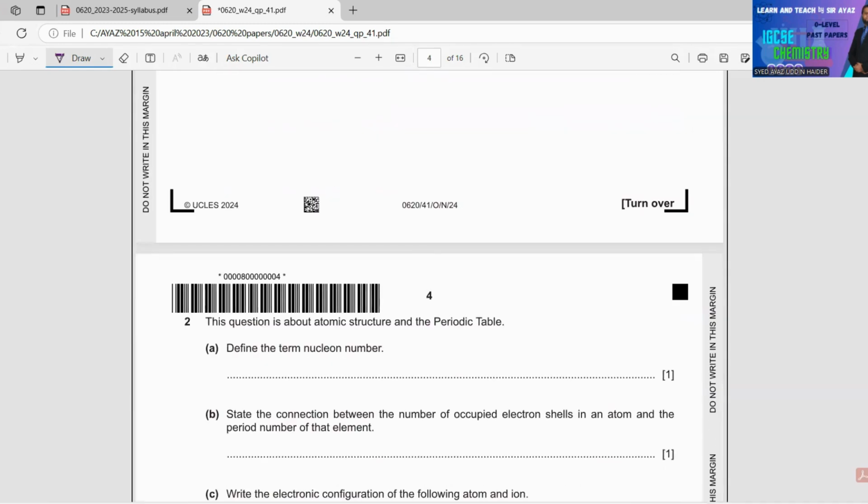Moving to the next question, question number 2. This question is about atomic structure and the periodic table. A, define the term nucleon number. A nucleon number is the total number of protons and neutrons present in the nucleus of an atom. So you'll write total number of protons and neutrons in the nucleus of an atom.